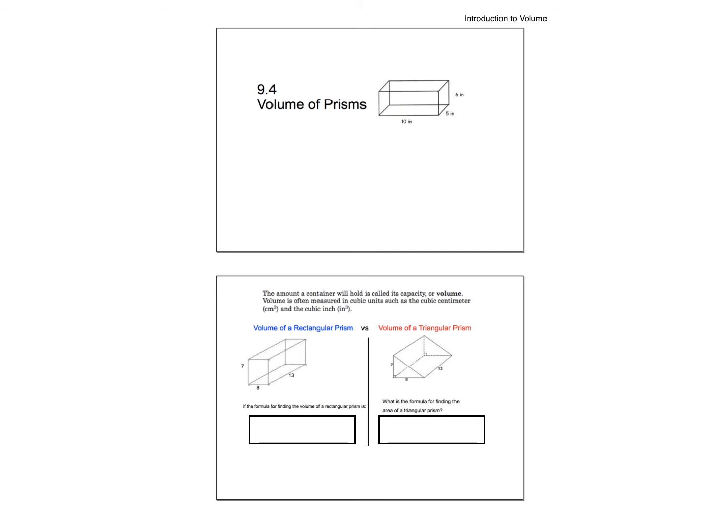So in order to solve for how many jelly beans are in that jar, we have to find the volume. The volume is the amount of space inside something. So in order to figure out how many jelly beans could fit in that jar, we first have to figure out how much space is inside that jar. And so that's what we're going to do today. We're going to figure out how much space is inside shapes. So let's start with our rectangular prism and our triangular prism.